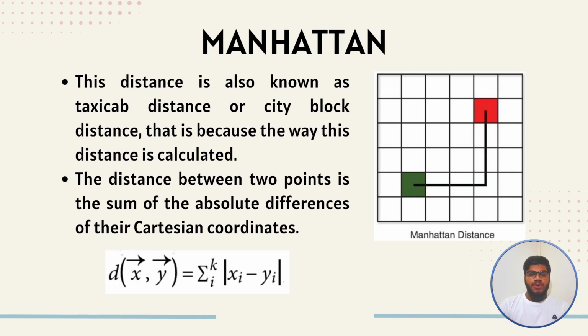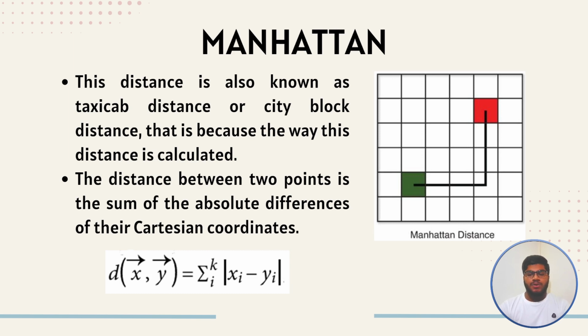The distance between the 2 points is the sum of the absolute differences for their Cartesian coordinates. As in the figure, we can see that the distance can be calculated in the straight line only, not in the diagonal way. And the formula for the Manhattan distance is the distance of x comma y is the summation of i to k, that is the mean of the xi minus the yi. This is about the Manhattan distance.